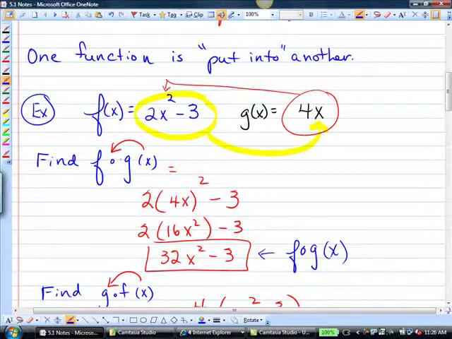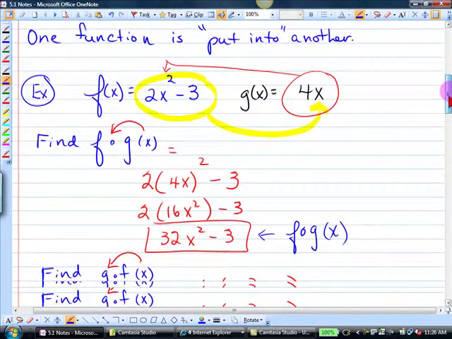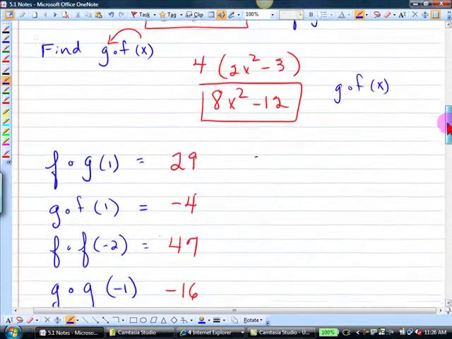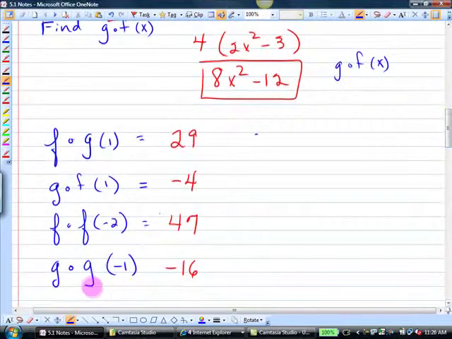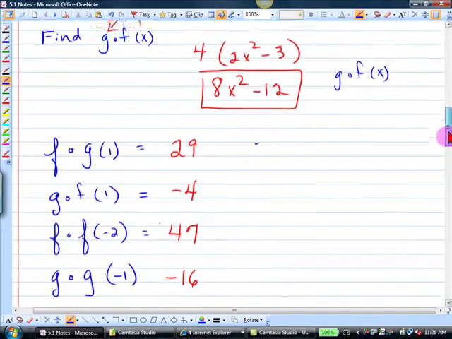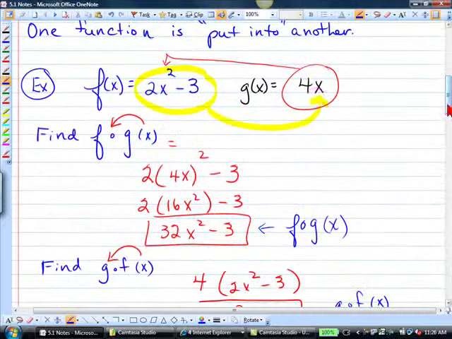So you're putting it in the same function, but you have to take the result and plug it back in. All right, so that's F of negative 2. How about G of negative 1? Let's make sure we can do that. So we put negative 1 here, you get negative 4. Plug in negative 4 again, you get negative 16.